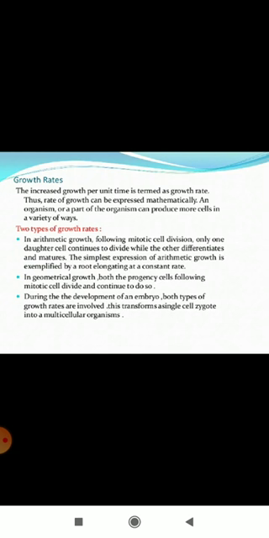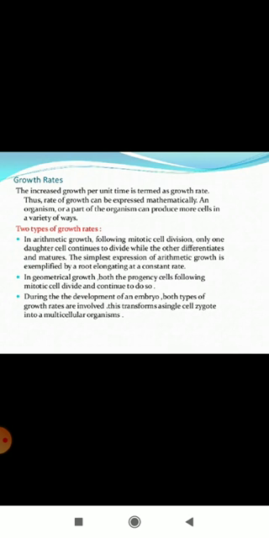An organism or a part of the organism can produce more cells in a variety of ways. So there are basically two types of growth rates in which the plants show growth. First one is known as arithmetic growth. In arithmetic growth, following mitotic cell division, only one daughter cell continues to divide while the other differentiates and matures.